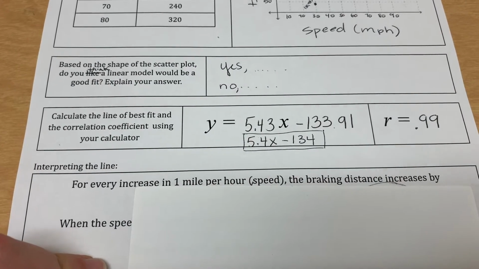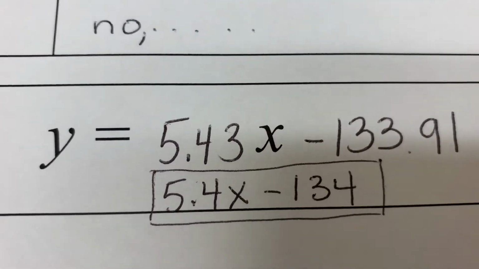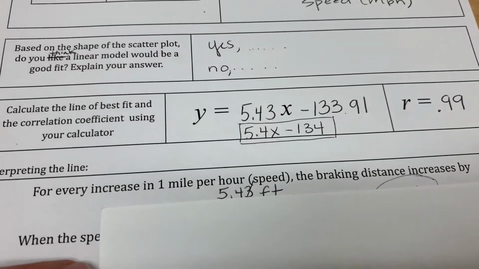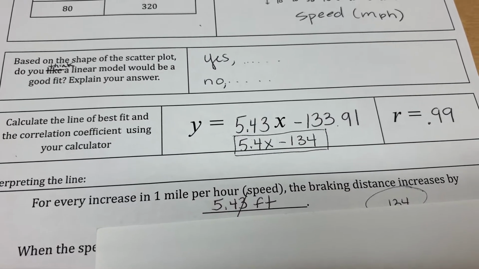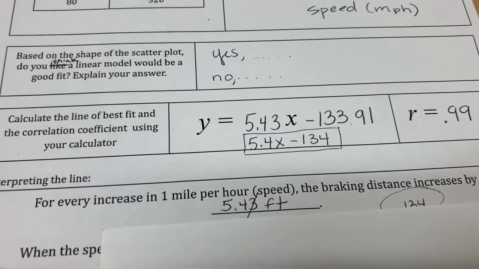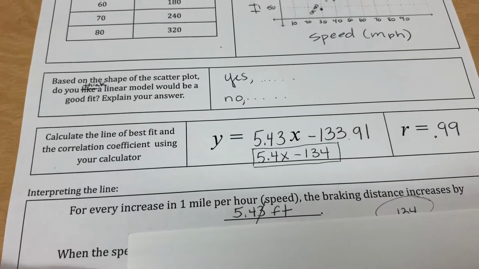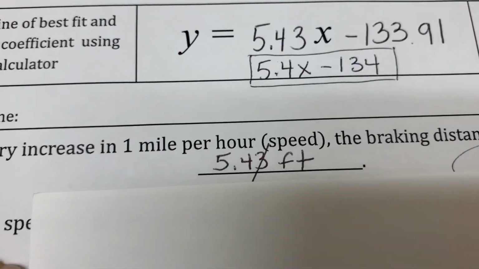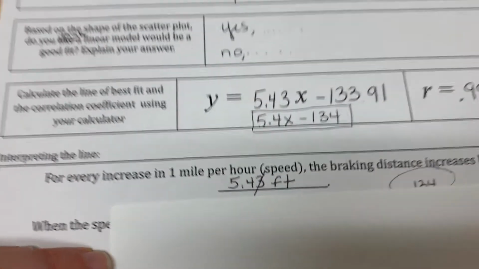And for every increase in 1 mile per hour, the braking distance increases. We have our multiplier 5.43, right? Or sorry, we're going to use 5.4. So that means every 5.4 feet, every 1 mile per hour. So every increase in 1 mile per hour on your car, especially this specific car, you are increasing the braking distance by 5.4 feet.